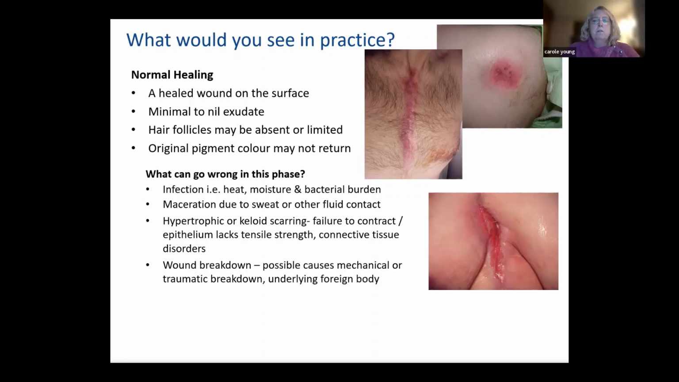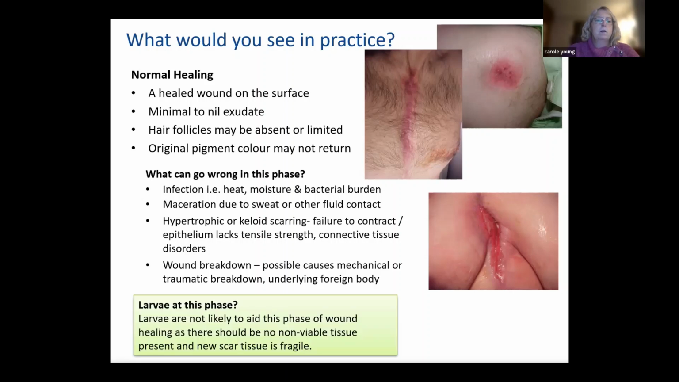So do we think that larvae should be used in this phase of wound healing? Well, probably not, because hopefully if everything is going well, we should have a nicely healed wound. But that new scar tissue could be quite fragile, so probably not going to be needing our larvae just at this phase.